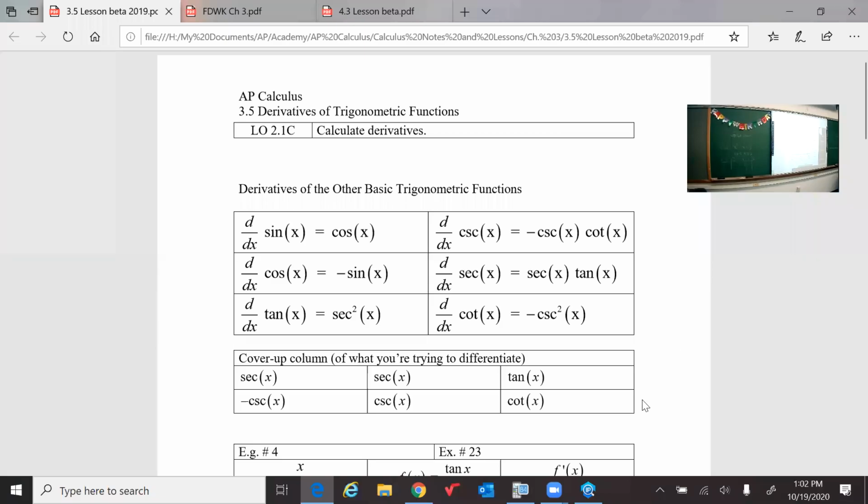So this is the beta lesson for 3.5. It is the derivatives of the trig functions. So we left off with this last week. We left off with the derivative of sine is cosine.